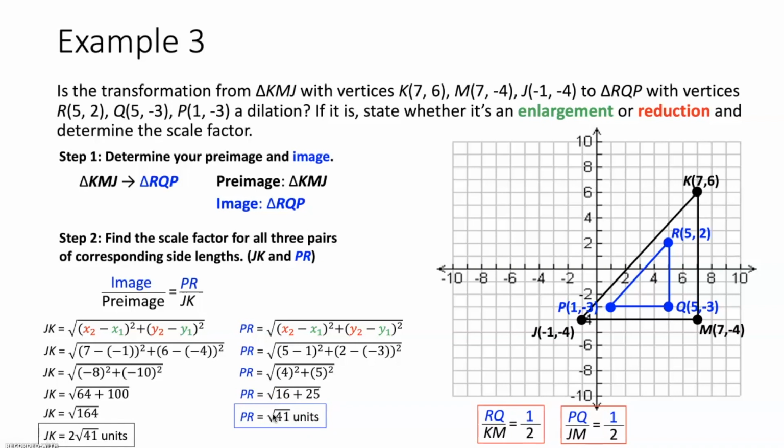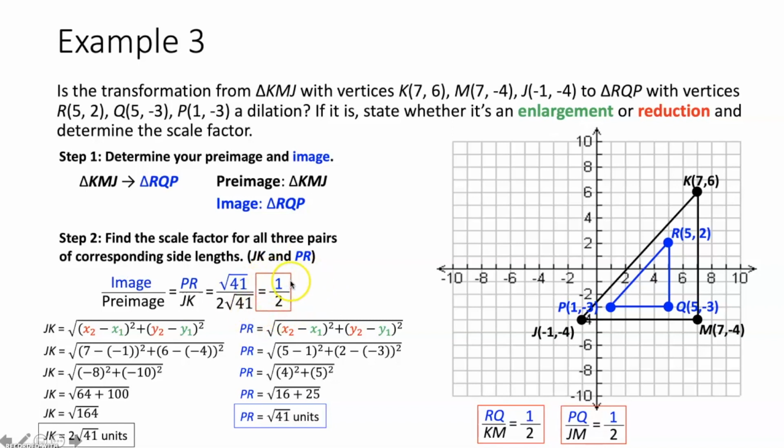For our scale factor here, it's going to look kind of weird. We're going to have rad 41 as our image length over 2 rad 41 as our pre-image length. Well, what happens here? If I were to simplify this, the rad 41 in our numerator cancels out with the rad 41 in our denominator, and we're left with 1/2.